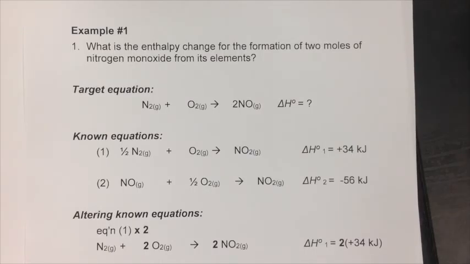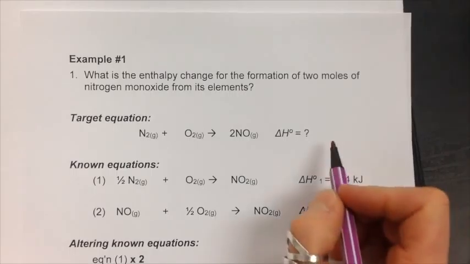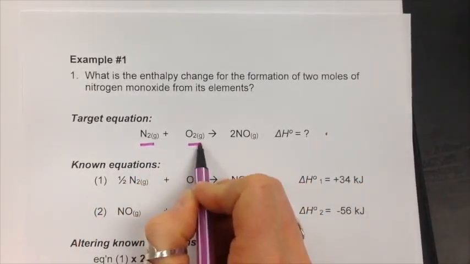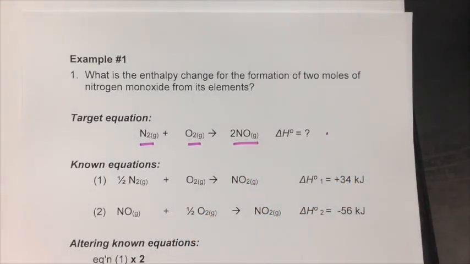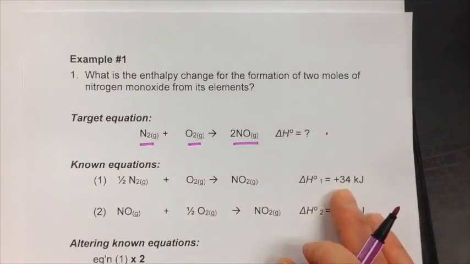Now the reality is we don't always have nitrogen and oxygen out there to make up nitrogen monoxide. So what we can do is look at other reactions or known equations where we know the enthalpy and use those to combine to figure out what we're going to do to find out this target reaction. So we need nitrogen, we need oxygen to make our 2 moles of nitrogen monoxide. So things that we know. So we're given, these will be provided.